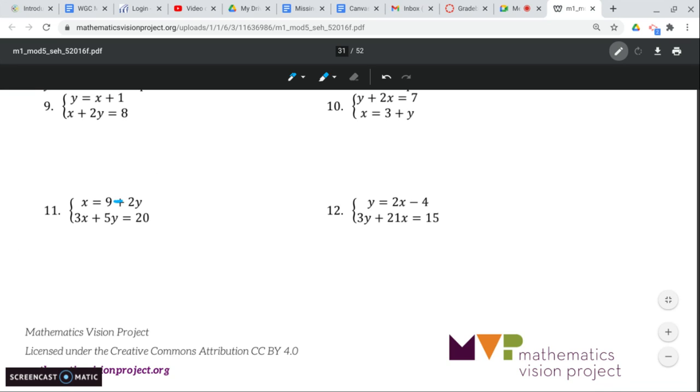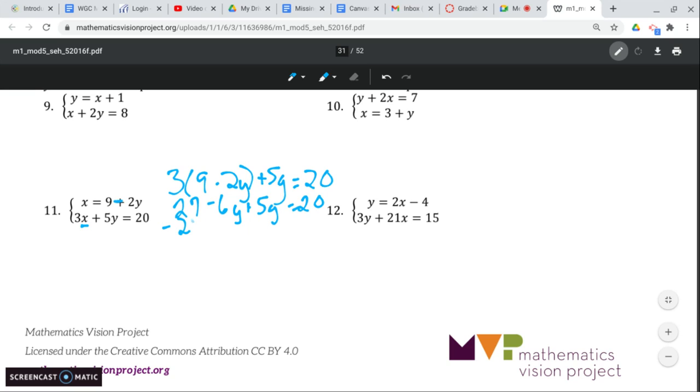So we're going to take the 9 minus 2y and we're going to plug it in place of the x. So we're going to have 3 times 9 minus 2y plus 5y equals 20. So 3 times 9 is 27. 3 times 2 is 6, plus 5 equals 20. Now we subtract the 27.